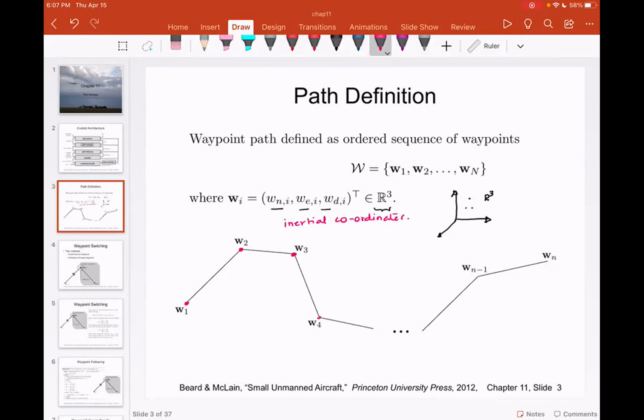So for example, this is the complete path. We want our UAV to go from point 1 to point 2, point 2 to point 3, point 3 to point 4, point 4 to point 5, and so on. Now, here is a simple problem. And as humans, we don't realize this problem.